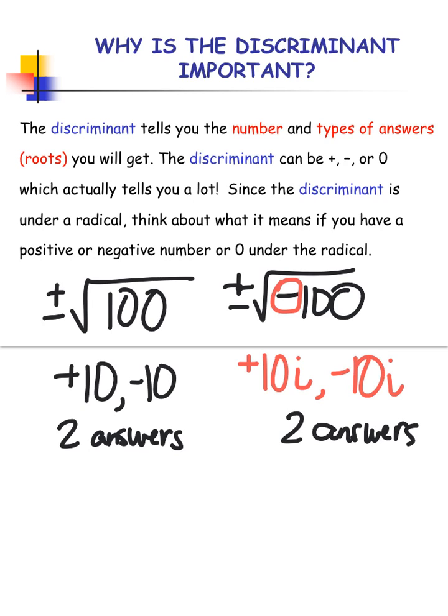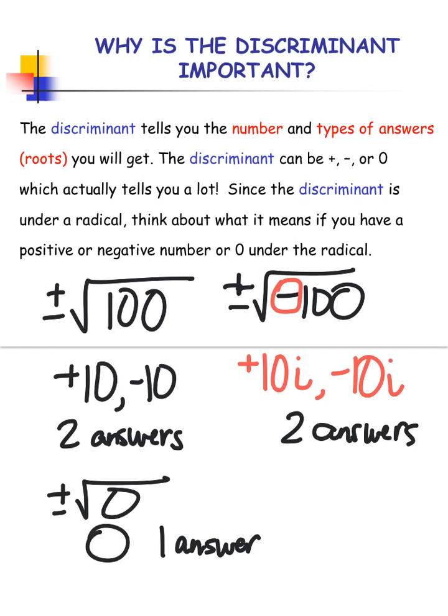The third possibility is a value of 0 under the radical. Still, if you put that positive and negative out front, the square root of 0 is 0. So the answer is both positive or negative 0, but since it's neither positive nor negative, there's just one answer when that value turns out to be 0.